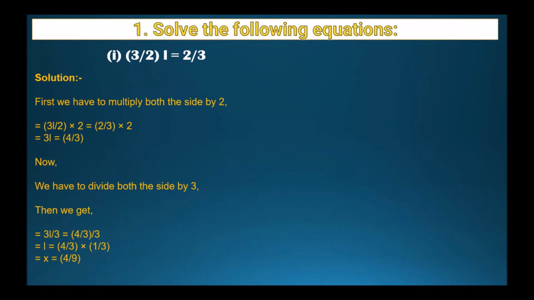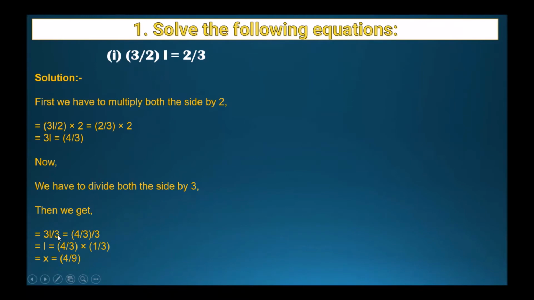Next, 3 upon 2 L equals 2 upon 3. We will first multiply both the sides by 2. So 3L upon 2 into 2 and 2 by 3 into 2. So this 2 and this 2 will cut. So 3L will remain, and 2 into 2 will become 4, so 4 upon 3.